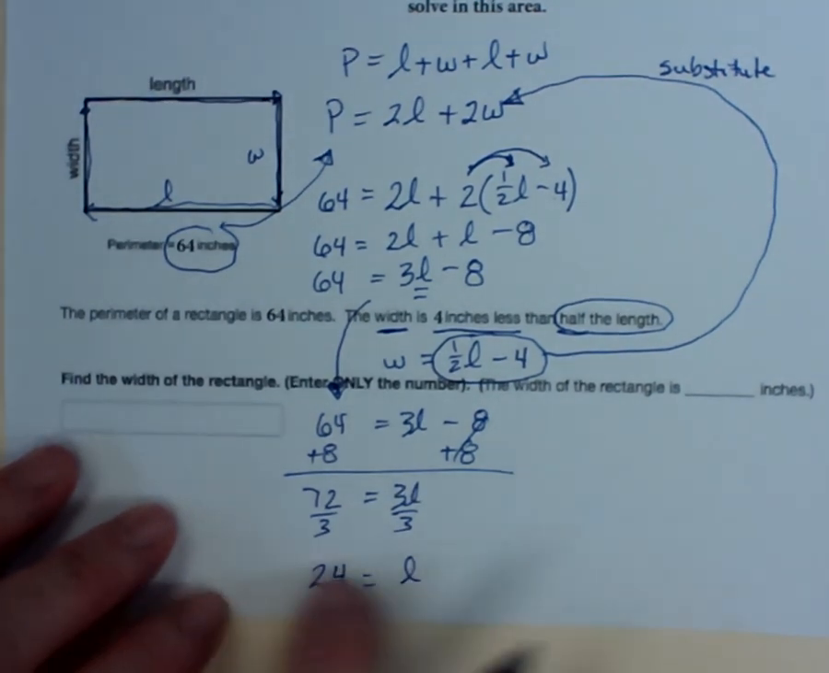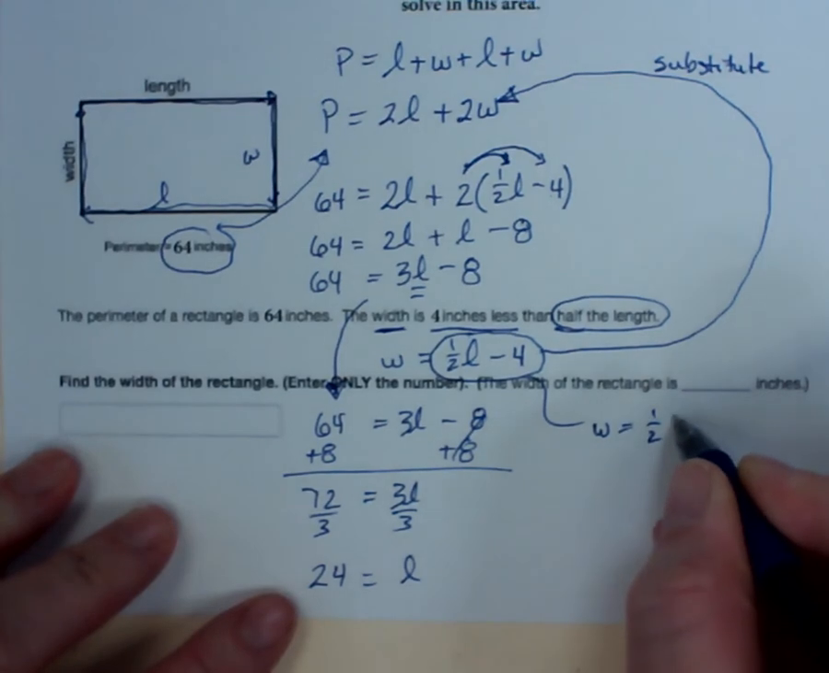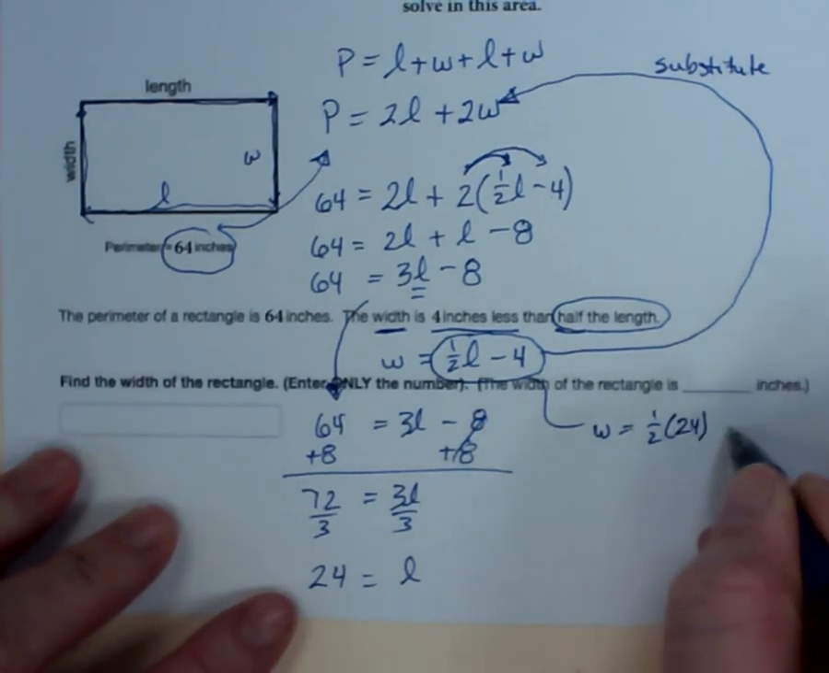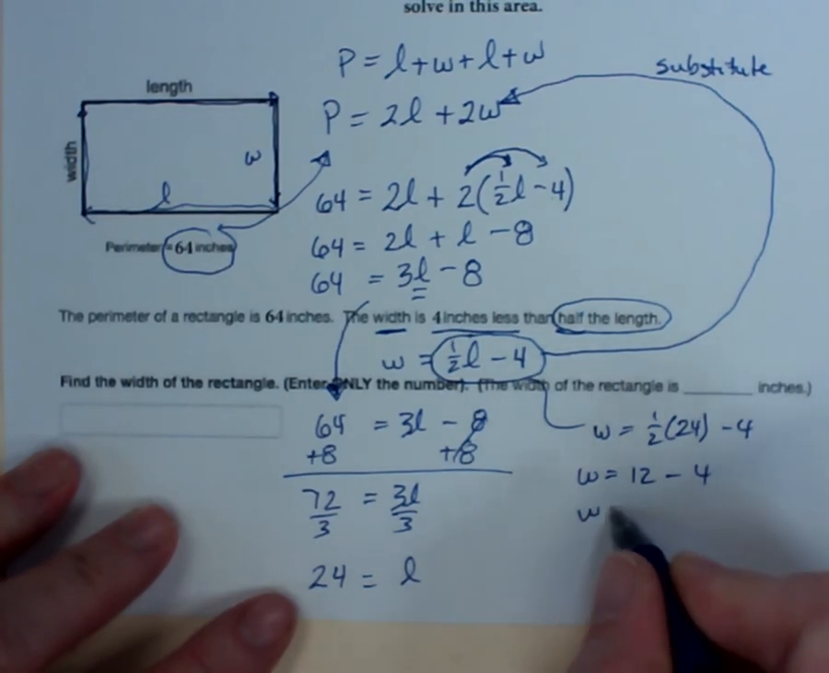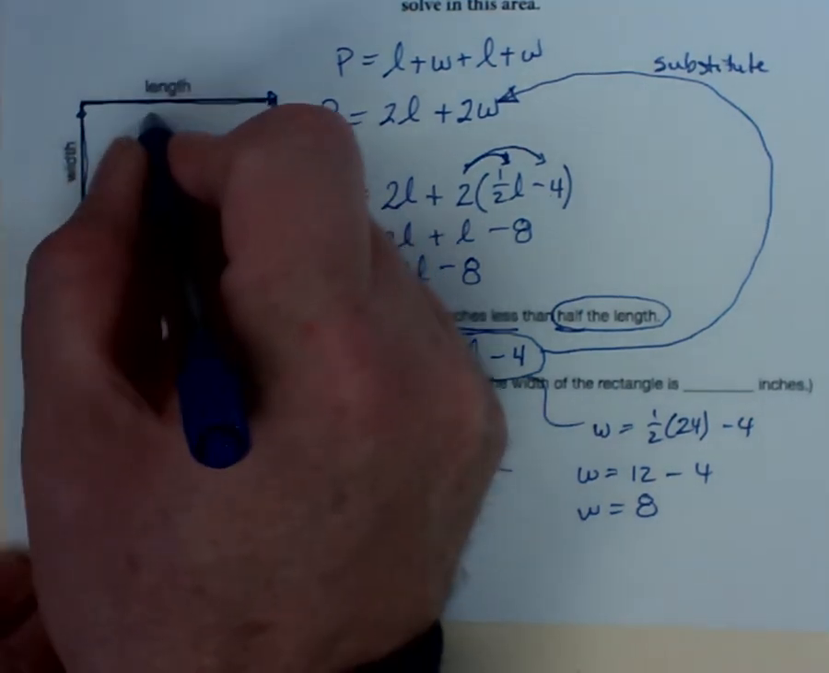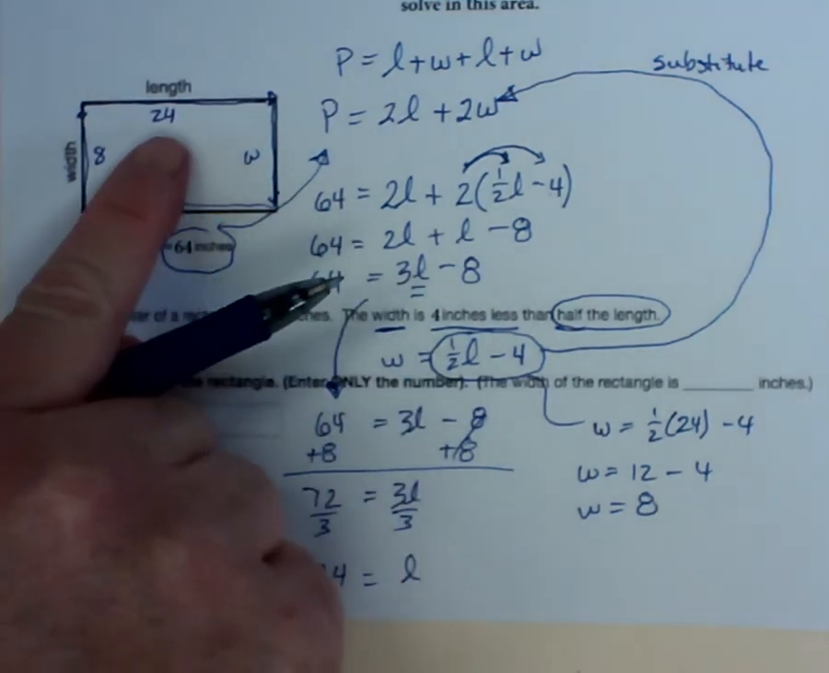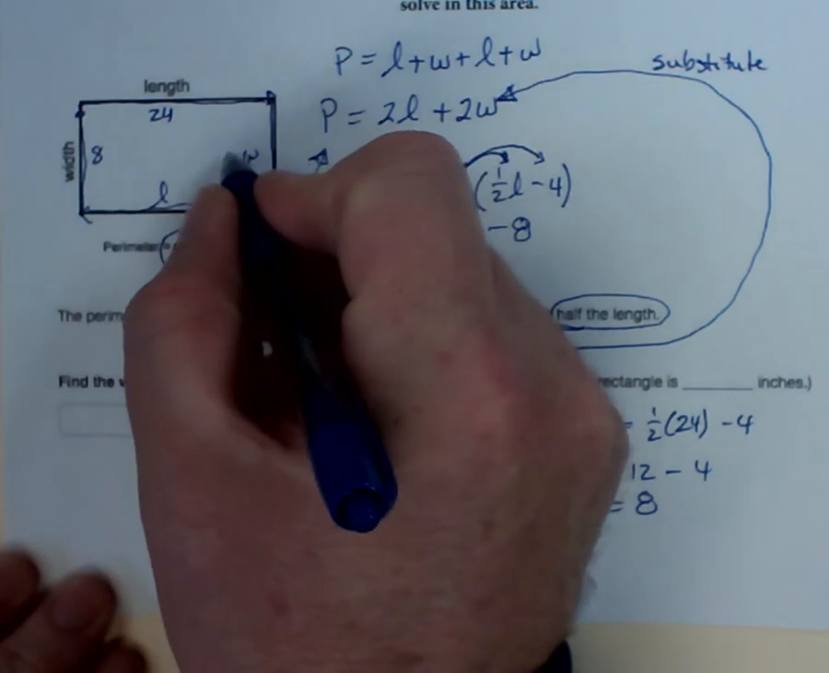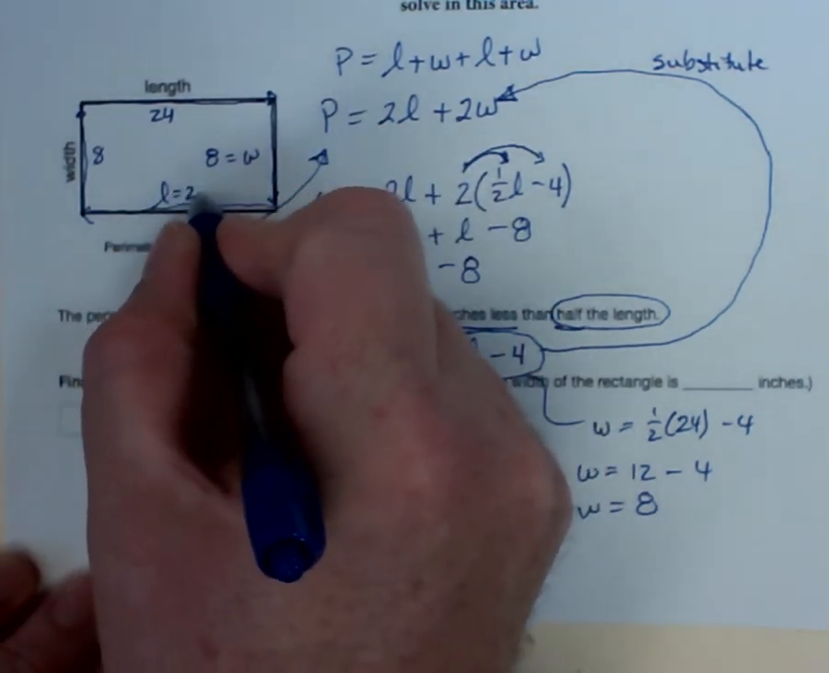So L is 24, and so W equals 1/2 times 24 minus 4. 12 minus 4, the width is 8. Then we can check it. We can put it in there, 24 here and 8. If I double check, if I take half of 24, it's 12 minus 4 is 8. So that checks out. And then I need to just add it up.